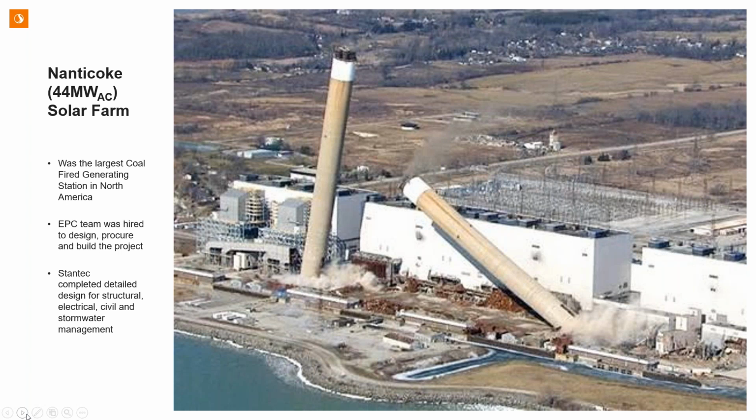This is an example of a brownfield site we did here in Ontario, Canada. It's Nanticoke. It's a 44 megawatt AC solar farm. Originally, this was the site of the largest coal-firing generating station in North America. We worked with a local EPC team to do the design, to help with the process, and to make sure the project got built in a timely manner. Stantec, in this case, helped with the detailed design, structural, electrical, civil, and stormwater management for reuse of a local farm field, as well as the pre-existing coal pile location, since it couldn't be used for anything else.